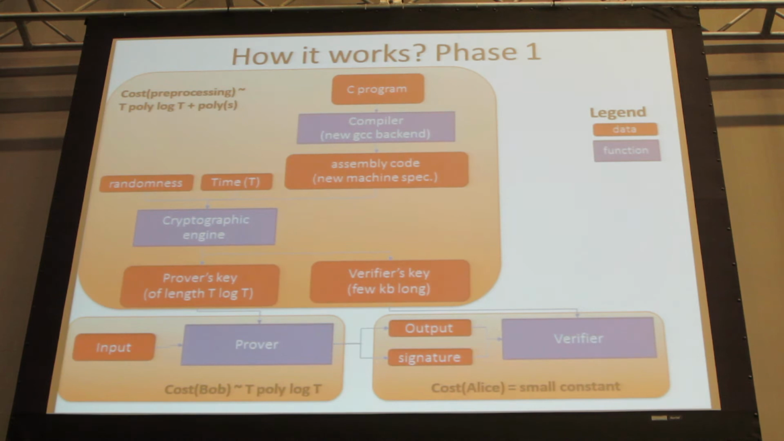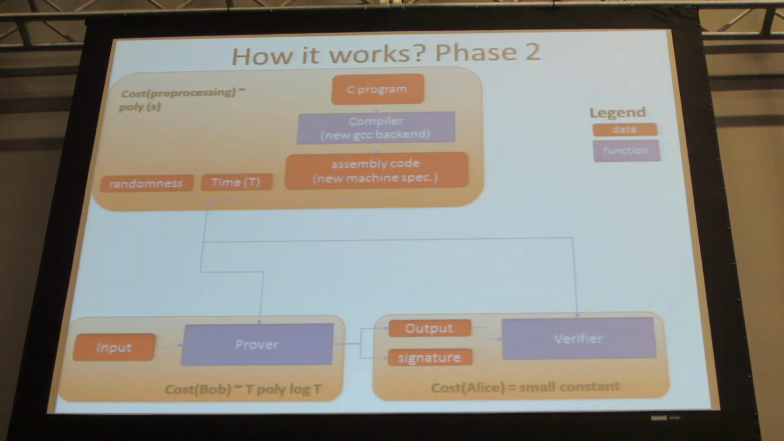That's phase one. Phase two is even sweeter. The pre-processing is really just compiling the program into this new assembly code that we have. And this can be done by anyone. It can be done by Alice because it's so easy, by Bob, or by the system. Now the prover will execute it, and will send again the output and the signature, which Alice will verify at very minimal cost. So this is really as lean, as asymptotically good as you can hope for. And this hopefully will be by the end of the summer.